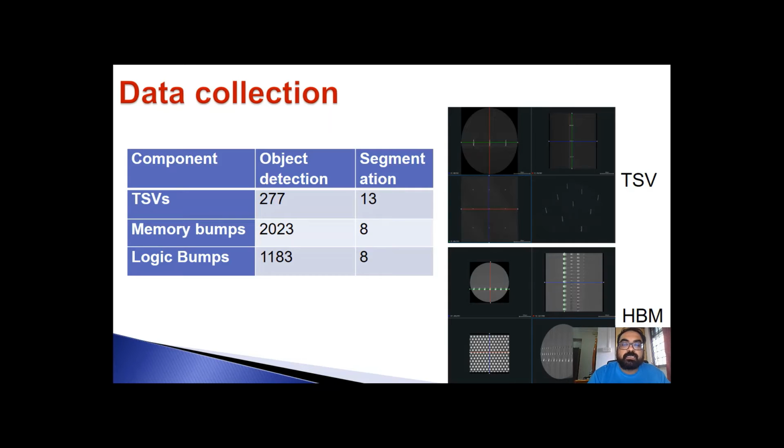For object detection, which is essentially finding 3D boundaries around these structures, for TSVs we have about 300 structures that we labeled. For memory bumps, about 2000, and for logic bumps, about 1200 structures. And you will see in the coming slides how object detection is done and why we can label so much data for object detection. In segmentation, you will see that labeling this data is extremely hard and time consuming, hence significantly less data is labeled for this work. For TSVs, we label 13 structures. For memory and logic bumps, we label 8 structures each.